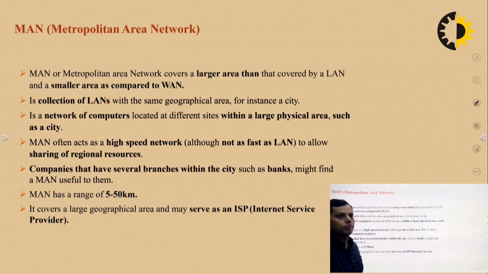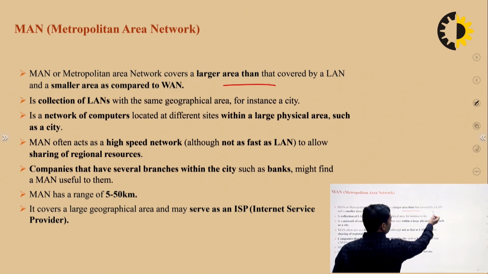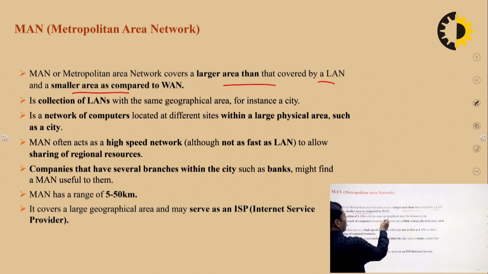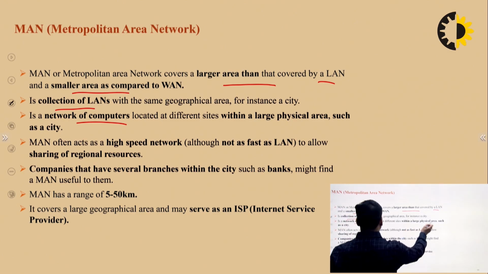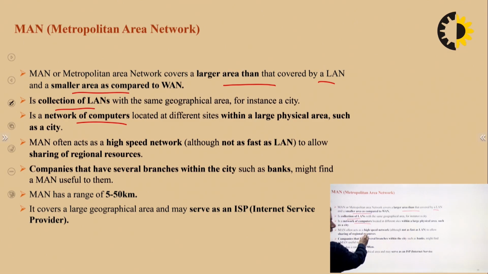Next is MAN, metropolitan area network, which covers a larger area than a LAN and a smaller area than a WAN. It is a collection of LANs within the same geographical area, for instance a city. It is a network of computers located at different sites within a large physical area such as a city. MAN often acts as a high speed network to allow the sharing of regional resources. Companies that have several branches within the city, and banks, are connected.